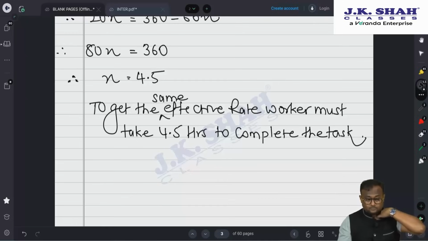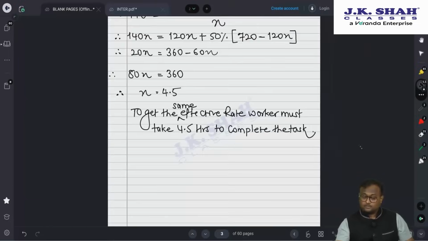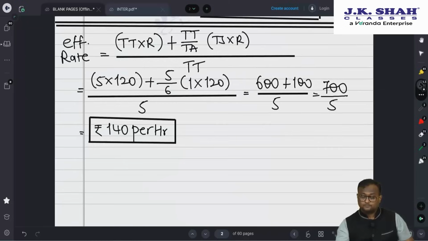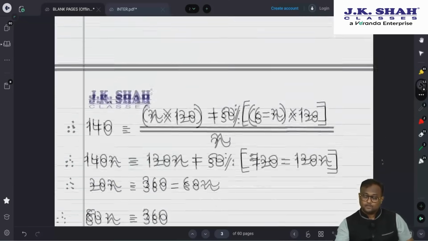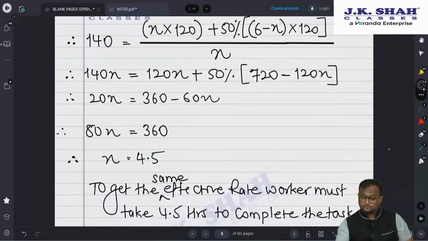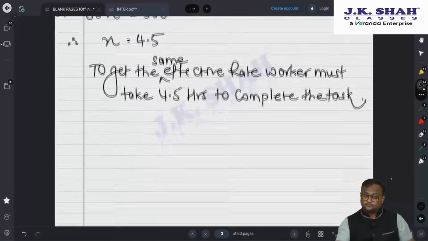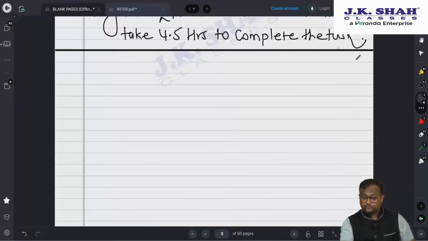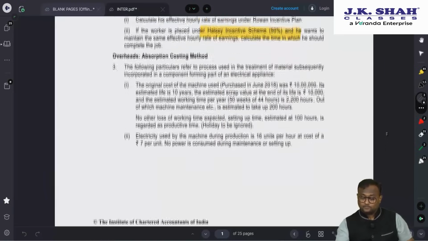Workers must take 4.5 hours to complete the task. You can apply these. You can take the screenshot if you want. This is the answer for the first part, and this is the answer for the second part. So that's your second question of labor costing. Let's go for the third one.